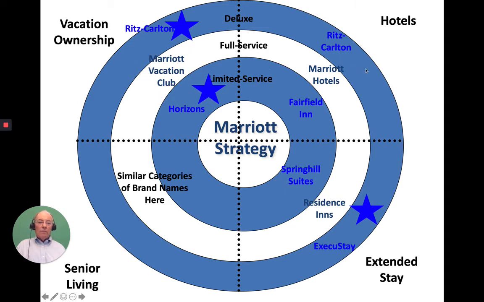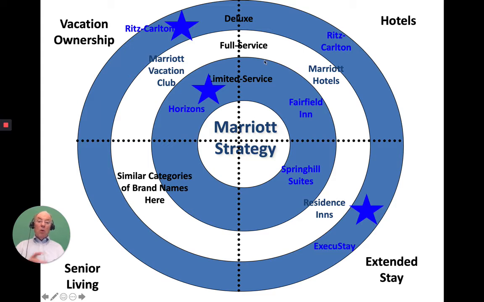We have our traditional hotels. We have our extended stay hotels. We have then a new area they were branching into, senior living, and you have vacation ownership. So what they did is they said, well, all right, we have 3 different levels of properties in each one of these.